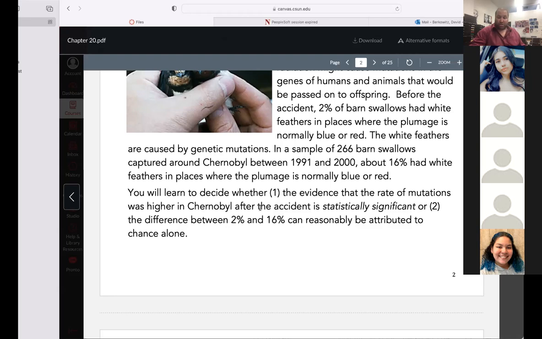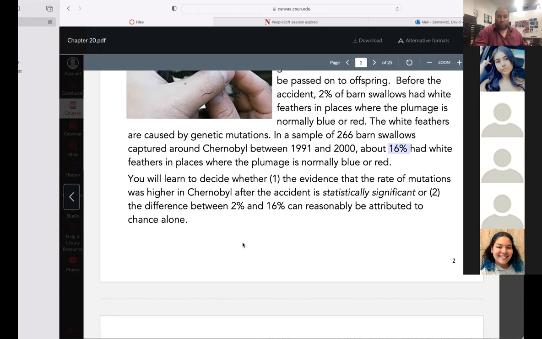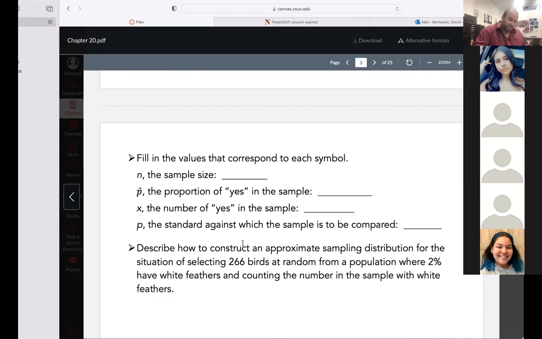What is the proportion of yeses in my sample? 16%. 16% had white feathers in places where the plumage is normally blue or red. Now, I actually looked at 16% of 266 and it was not a whole number. 16% of 266 would be 42.5. So I looked at 43 and 42.